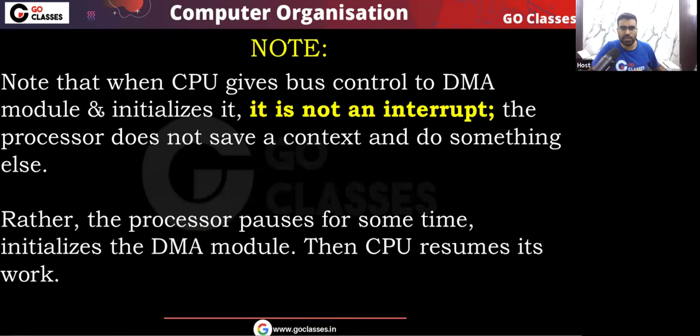Now, one more important thing that I want to tell you. Tell me, during this whole situation, from the beginning till the end, how many interrupt signals are generated? Let me know. Only one interrupt signal is generated. Only one. That is at the end of the complete data transfer. When the complete data transfer is over, the DMA controller will generate an interrupt signal to the CPU. Then the CPU will run the interrupt service routine. Other than that, there is no interrupt signal.